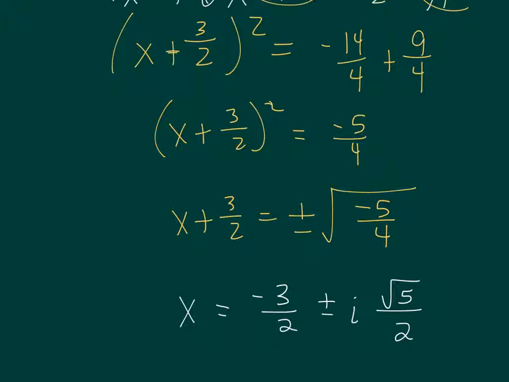Okay, now, if you were writing this in a plus bi form, it would be negative 3 halves plus or minus 5 over 2 i. And the i would usually go on the right-hand side. That's the traditional way to do it. It doesn't really matter, but if you want to be traditional with what you see in your book and stuff, the i would go on the right side.